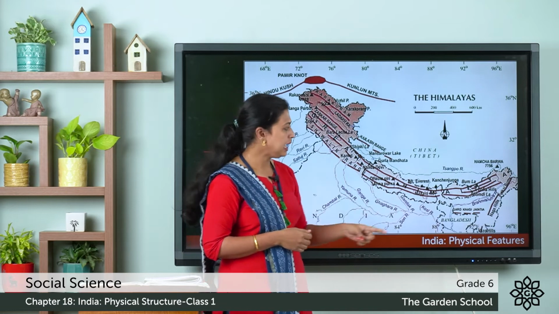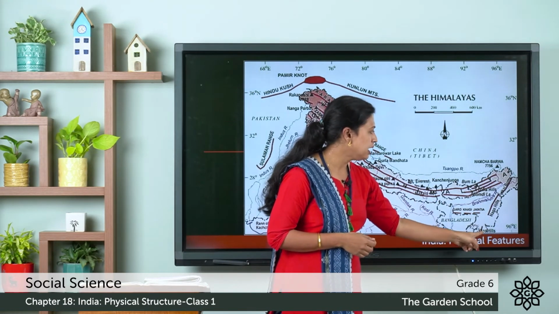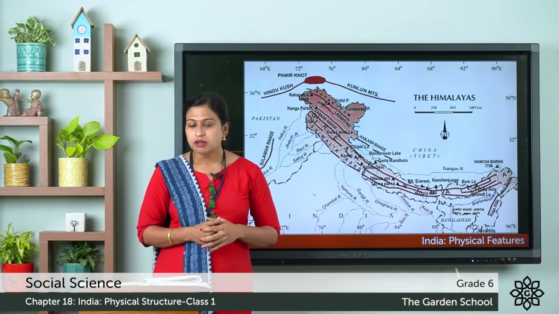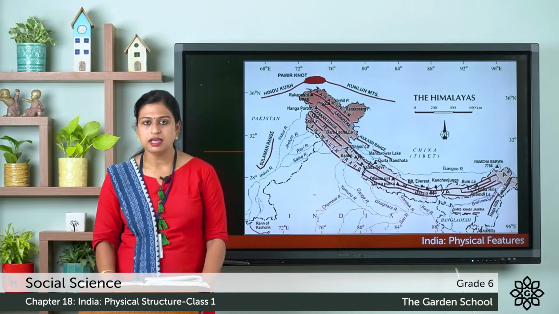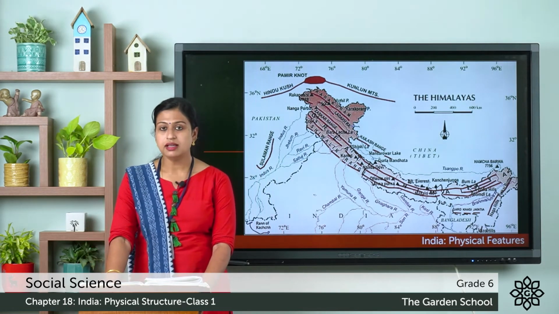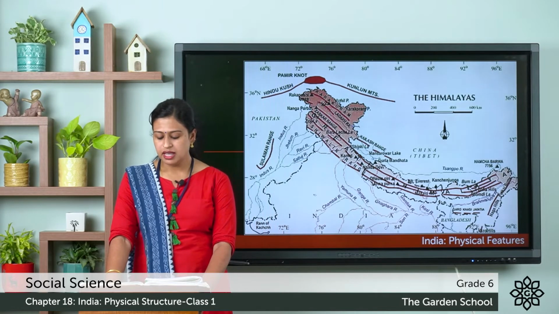And after that, it bends southward and forms the Patkai Bum and Naga Hills in the north, then the Garo, Khasi and the Jaintia Hills in the center and the Lushai Hills in the south.